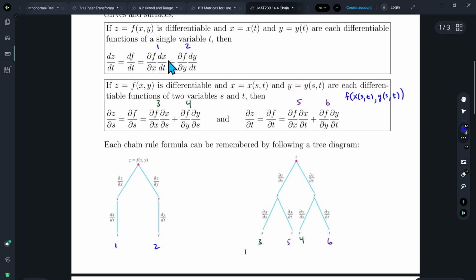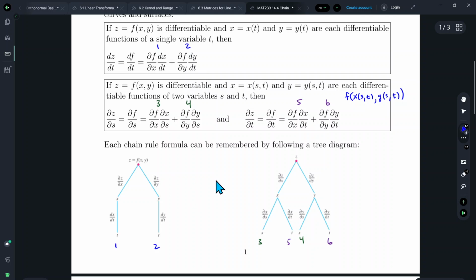And okay, so how do I write them down? So each derivative here is one part of the branch going from node to node. So from this node to this node, you're differentiating f with respect to x, and then from this node you're differentiating x with respect to t. So collecting this, you get this. And then following this path, differentiating f with respect to y, and then differentiating y with respect to t. And that's exactly this term here.